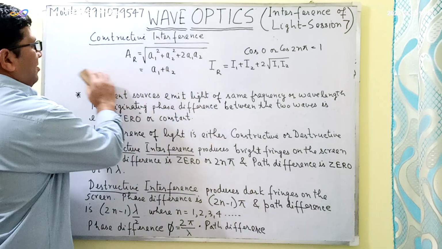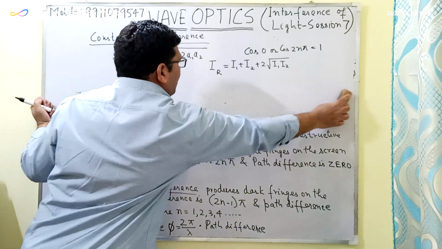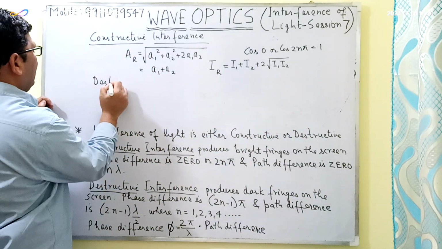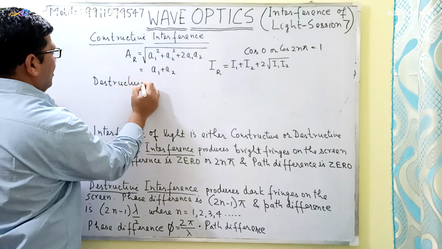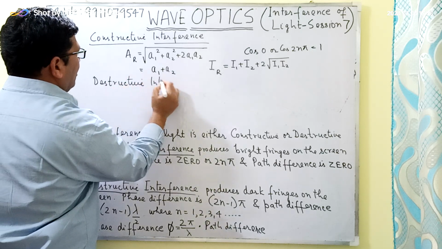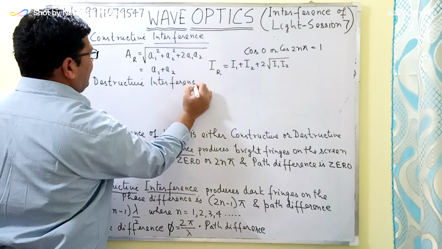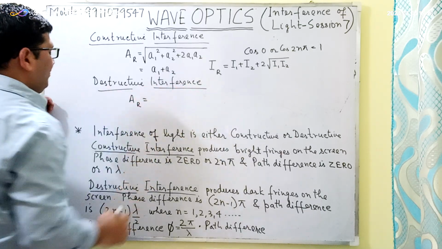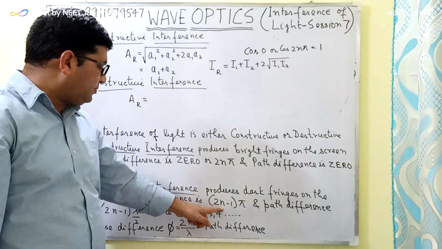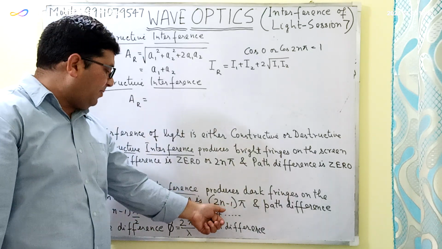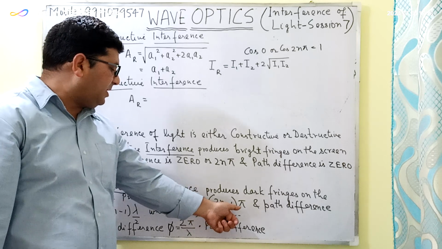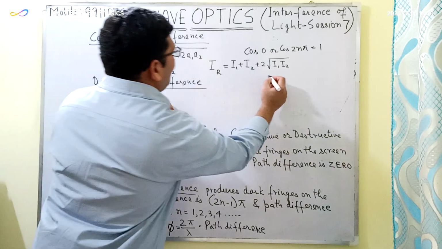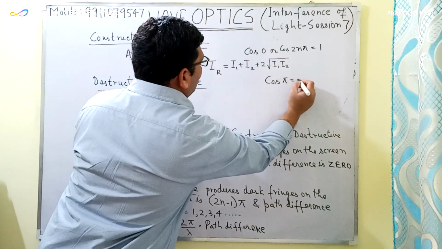Now let us discuss the destructive interference in brief. In destructive interference, the phase difference is equal to (2n minus 1) pi. So if I put n equal to 1, I will get the phase difference as pi. The value of cos pi is equal to minus 1.